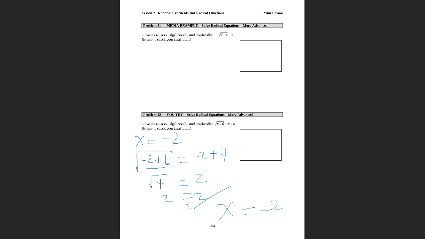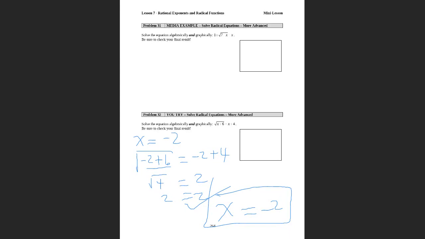Now what about x = -2? So -2 plus 6 equals -2 plus 4. So -2 plus 6 gives me square root of 4 equals 2. So 2 equals 2. This is correct. Okay, so x = -2. Yeah, that's it. All right.